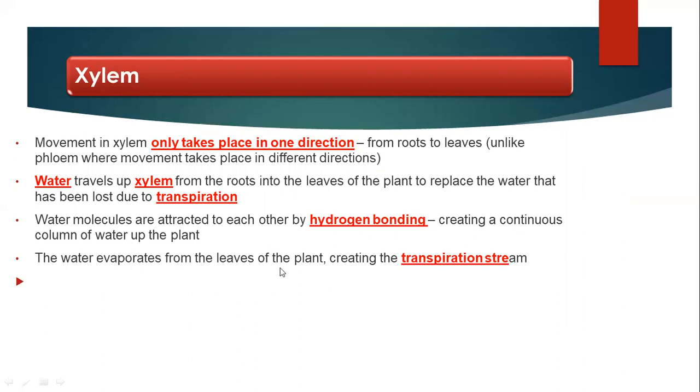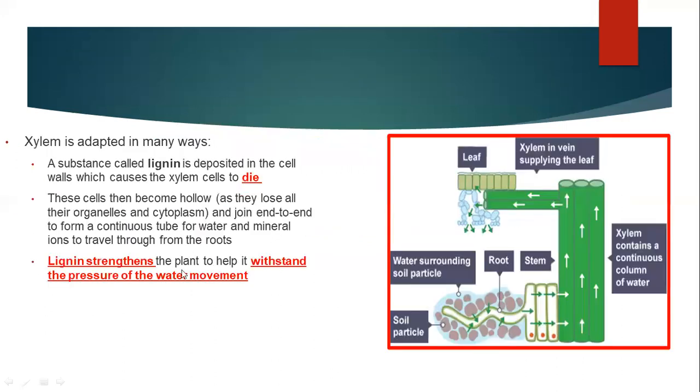The water evaporates from the leaves of the plant, creating a transpiration stream. This transpiration stream is very important to maintain this water column, so there will be a continuous column of water along the xylem from root to leaves. Okay, so this diagram is showing that water is absorbed here and goes to the xylem vessels and up from the root to the leaves, and the transpiration here, loss of water through the leaves, is maintaining this, because the water has to be replaced, and the water molecules are attached by hydrogen bonds, so it will make a continuous column of water.